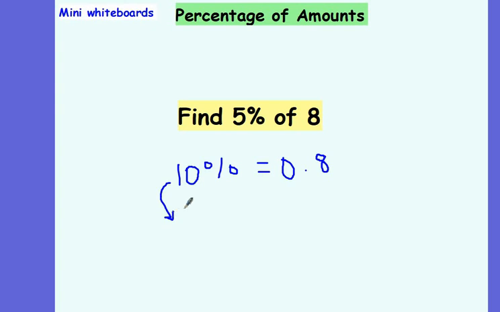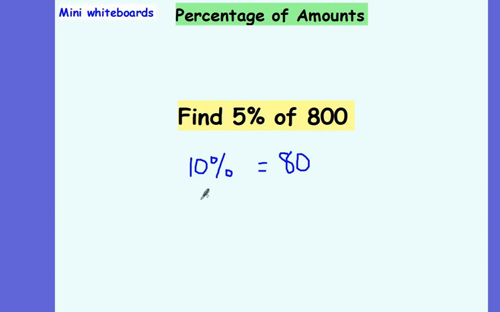To find 5%, I'd have to divide that 10% by 2. So 5% of 8 would be 0.4. How about now? How could you find 5% of 800? Pause the video, have a little think. Okay, we know 10% of 800. We divide it by 10, would give us 80. So 5%, I just divide it by 2, which will give me 40.